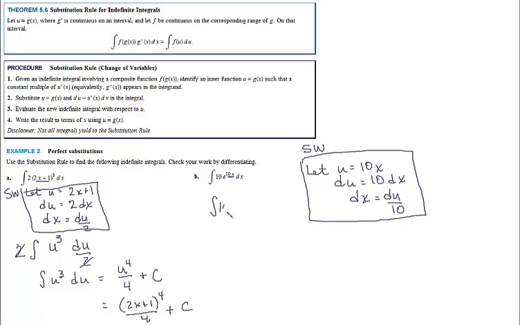So I have the integral of 10 e to the u, and then dx is du over 10, convenient that they threw that 10 in there. They didn't really need to, but it makes it handy. So I've got the integral of e to the u du, which is just e to the u plus c. Replacing my u, I have e to the 10x plus c, because that's what u was. I'm done with that one.